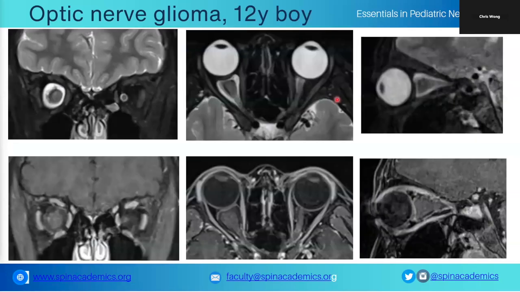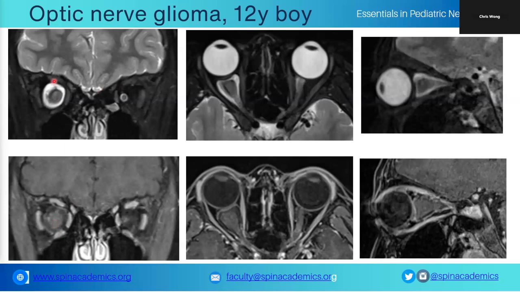So here's a patient with optic nerve glioma. You may appreciate the fusiform enlargement of the optic nerve here on the T2 weighted sequence, and also in the post-contrast enhanced T1 weighted sequence with fat suppression. So the nerve substance in the middle of the optic nerve sheath complex here is enlarged, and it is slightly T2 hyperintense and shows patchy enhancement on the post-contrast enhanced imaging.